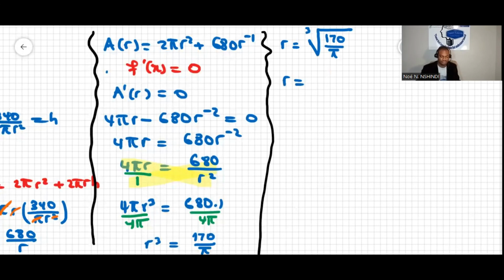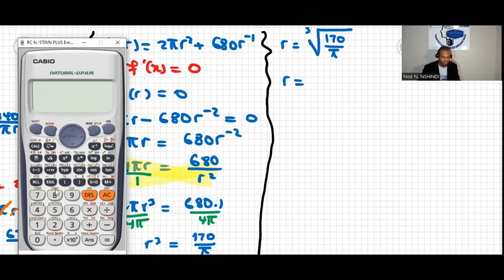Then r will be equal to the cube root. So we press shift over here, and then the radical sign, that's the cube root. So we can write 170 over pi. Pi is here by this button, so we press shift again, and then we hit this button, we got pi, and then equal. This is equal to 3.78, blah blah blah.